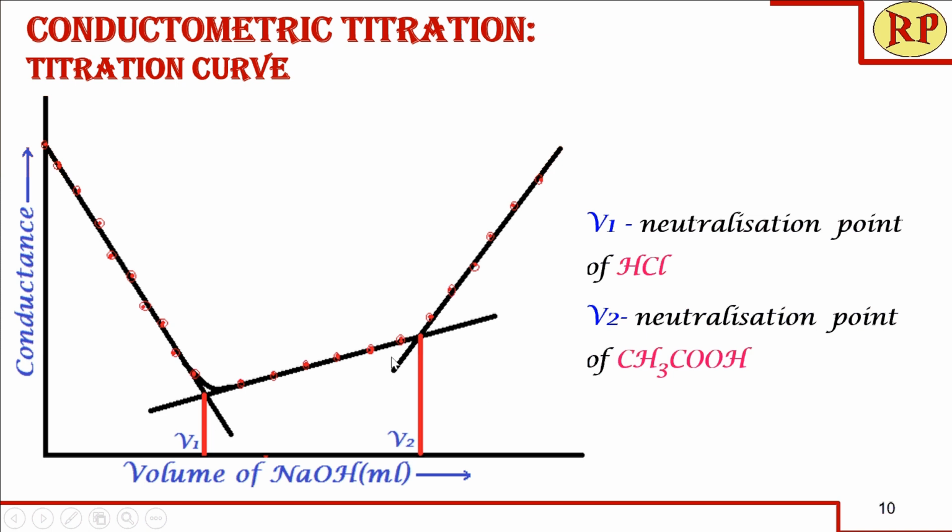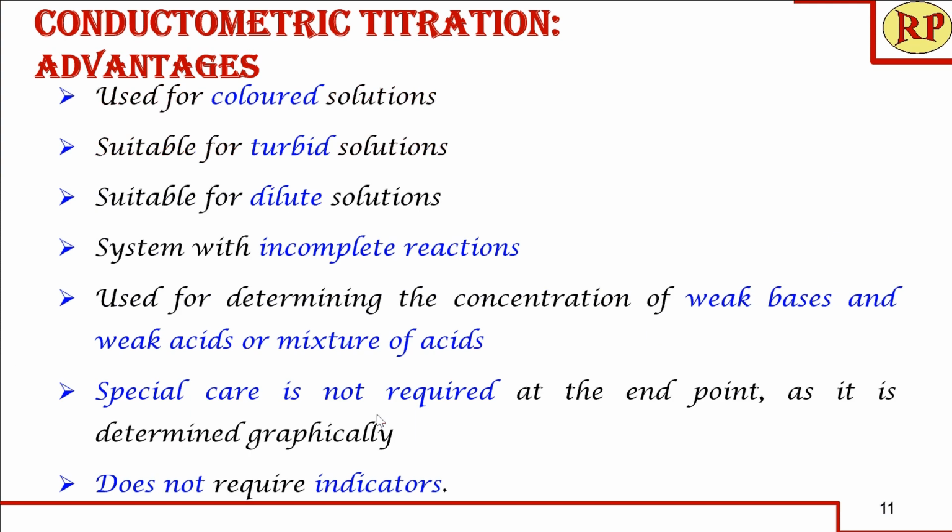Here we see the beauty of this conductometric titration, because we are able to identify the volume separately for the strong acid and the weak acid, which is generally not possible with the conventional titration. In conventional titration, when we titrate with NaOH, it gives only one single titer value for both the acids put together. This is the major advantage which we have already seen.